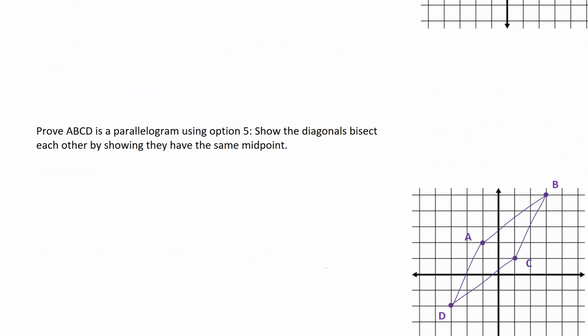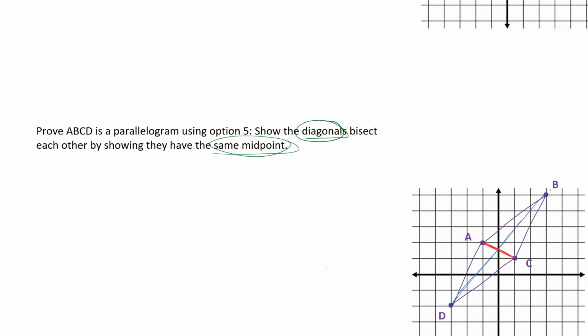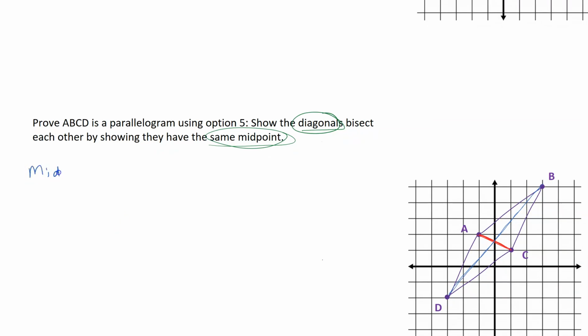All right, the last one we're going to do here is we're going to use option 5, which is to show that the diagonals bisect each other by showing they have the same midpoint. So we need to find the midpoint. Remember that we're talking now about the diagonals. So we're not talking about the sides anymore. We're talking about diagonal AC and, let's see, diagonal BD.